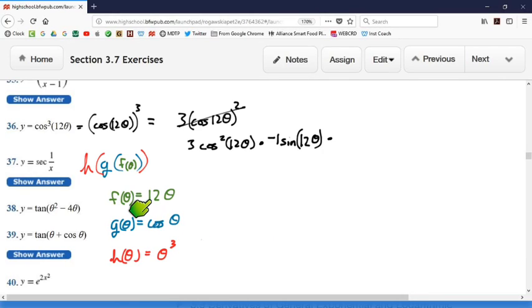And what would the derivative of that function on the inside be? Just a 12. Now to simplify this, I'm looking at the coefficients, the numbers in front of everything. We have a 3 right here, a -1 right here, and a 12 right here. If I multiply all those together, that would give me negative 36. And then you have cosine squared 12 theta times sine 12 theta. And that's your answer.